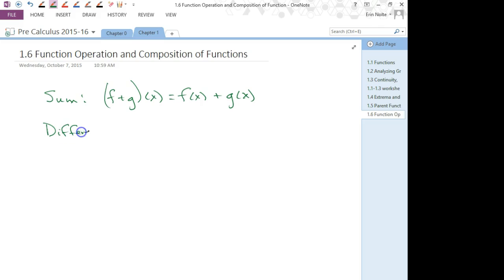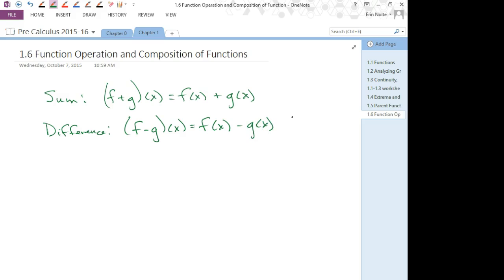Okay, so that is just simply notation for difference. Okay, what's happening with difference? Subtracting. So that would be f minus g of x. Okay, that notation would be exactly the same as f of x minus g of x.